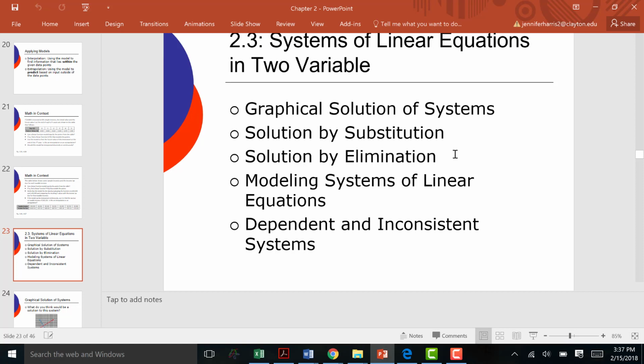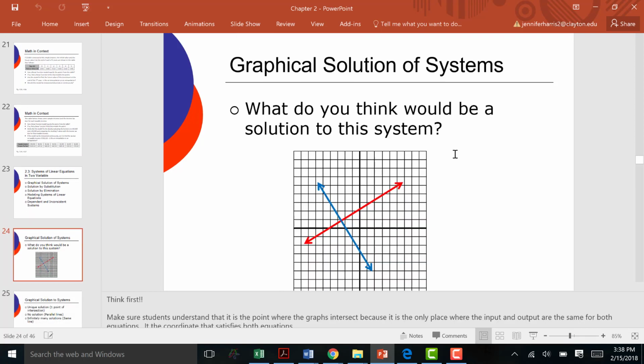So we've got several methods that I'm going to show you. I'm going to show you the graphical method, and then there are two other methods, and then we're going to show you how it relates to real life. So with that said, here's the next slide.